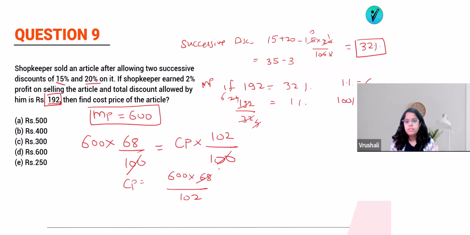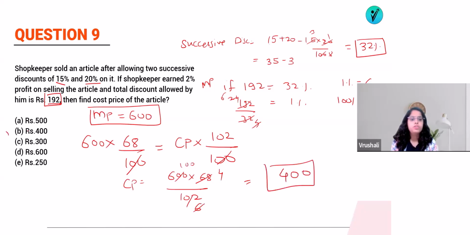17 4s are 68, 17 6s are 102, so 6 into 100, and 4 into 100 will be equal to 400. That means cost price will be equal to option B, that is 400. I hope you are getting this. This question was quite logical. You just have to understand the concept, then you can solve it easily.